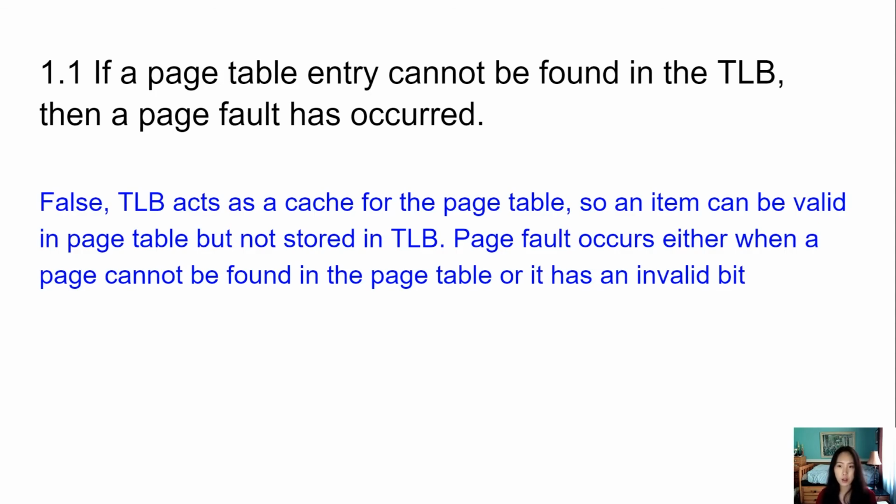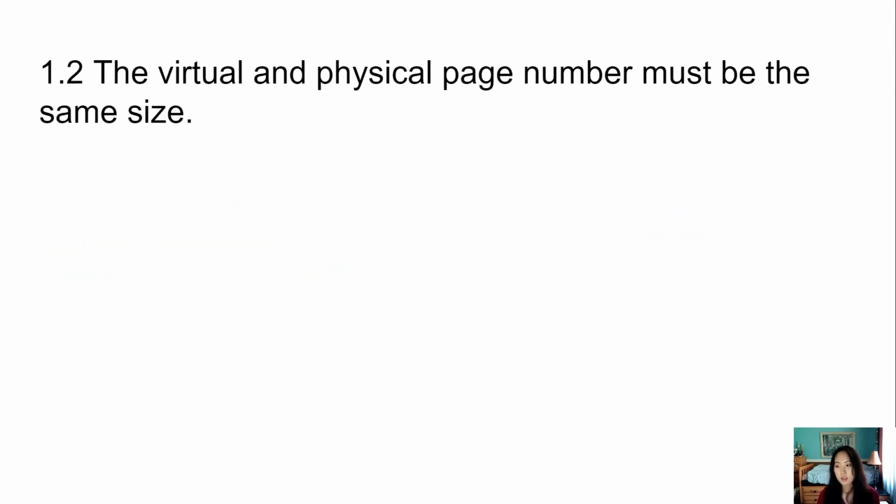The page fault occurs either when a page cannot be found in the page table or if it has an invalid bit. The second question states that the virtual and physical page number must be the same size. So this is referring to the number of bits to represent the VPNs and PPNs. So if you remember, we stated that the pages themselves must be the same size.